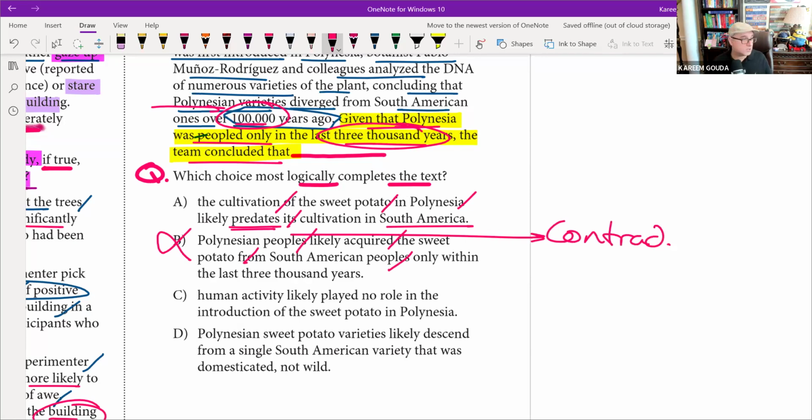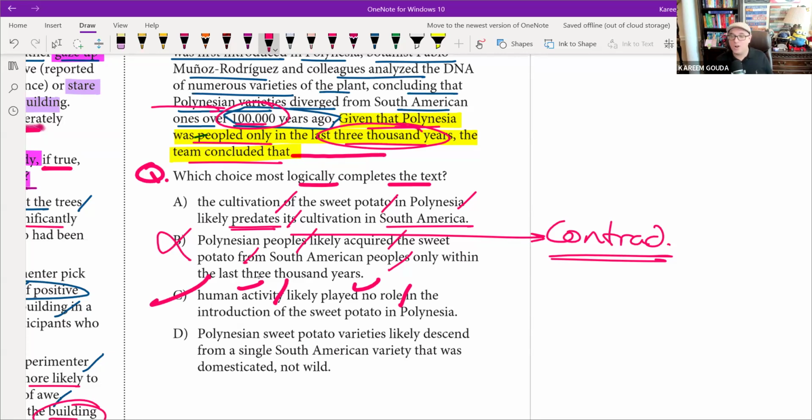It's a contradiction. Why is it a contradiction? Because that's what we just said. We said that the sweet potato has been in Polynesia since 100,000 years ago, and the people were only there 3,000 years ago. So the people didn't do anything. So B is wrong right away. C: Human activity likely played no role. Yes, there you go. So B says the people did so and so, C says the people were not involved.